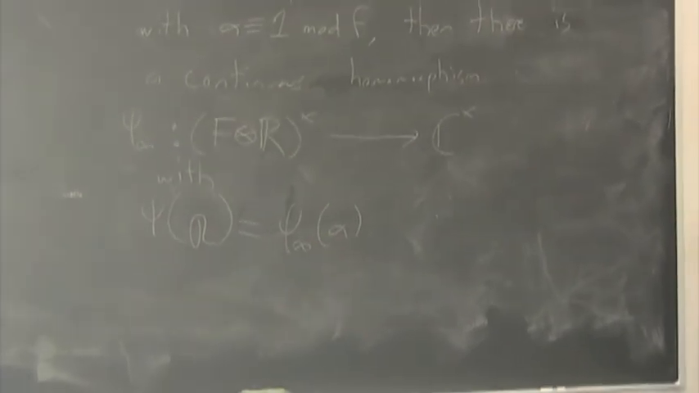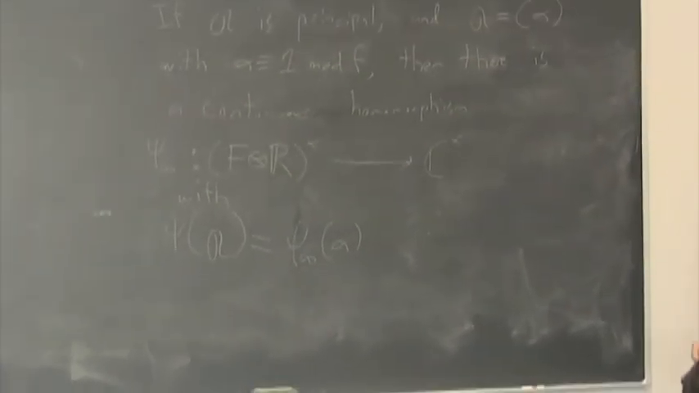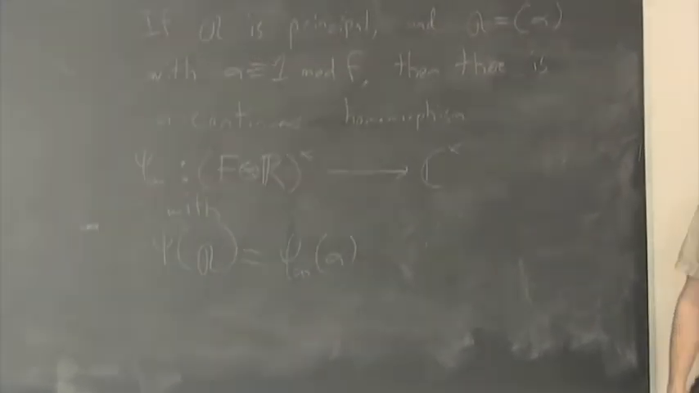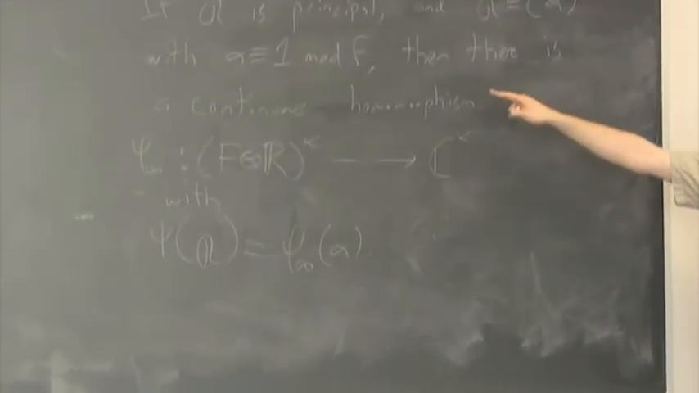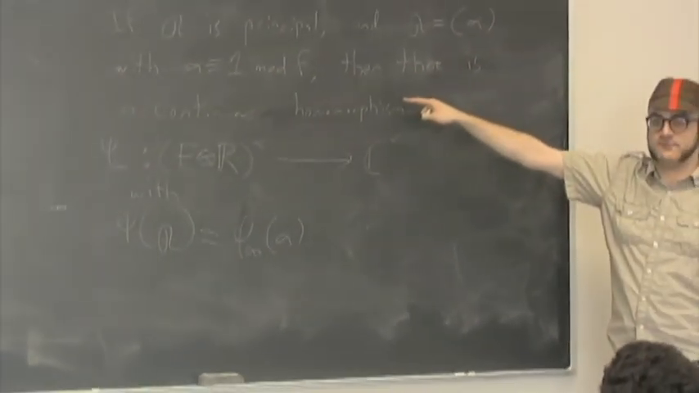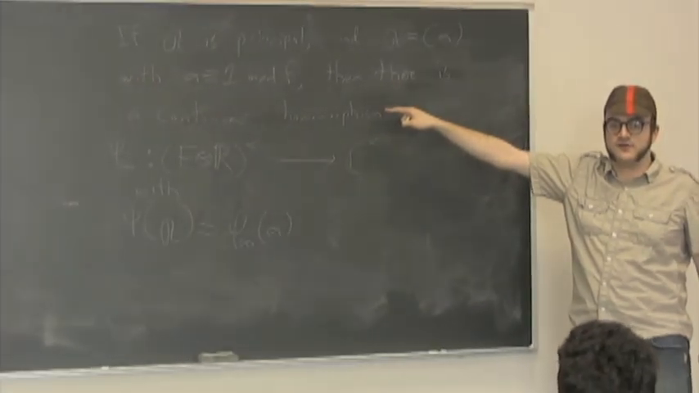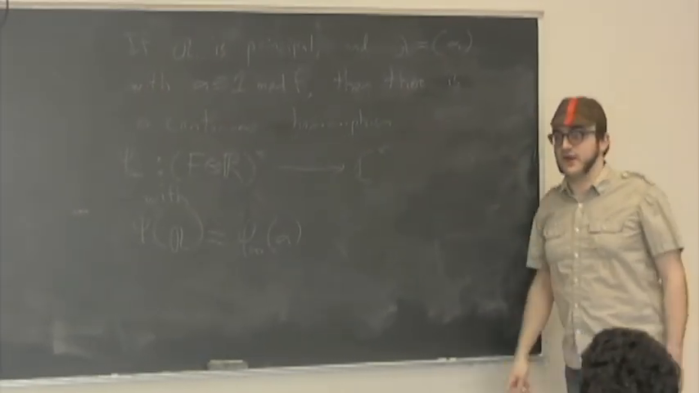Can we review real quick what alpha congruent to 1 mod f means? Alpha congruent to 1 mod f means alpha minus 1 lives in the ideal F. That's all. In class field theory, you have to think about this a little harder because there might be infinite conditions on the ideal. That's probably what you're thinking of. Yeah, but in this case, it just means alpha minus 1 is enough.